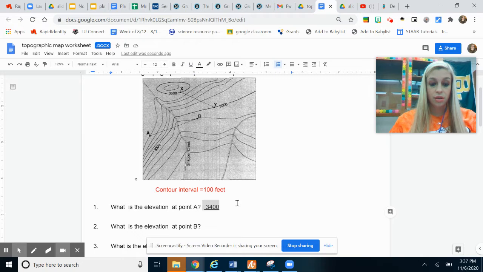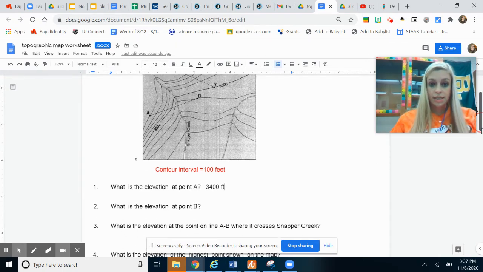I don't want you to underline. 3,400 feet. Another way to do that is start here where it says 3,500 and you notice that A is just one line down. So 3,500 minus 100 would be 3,400.